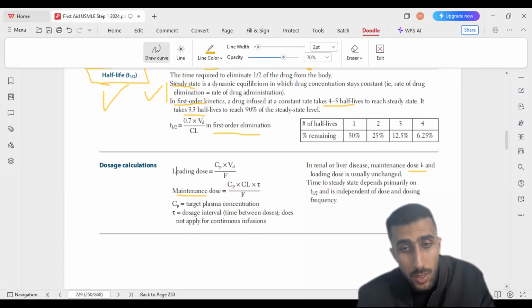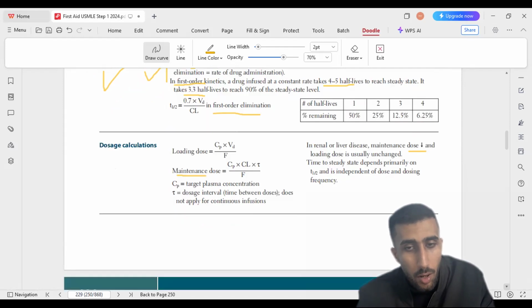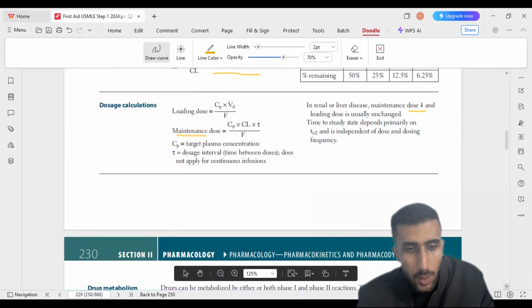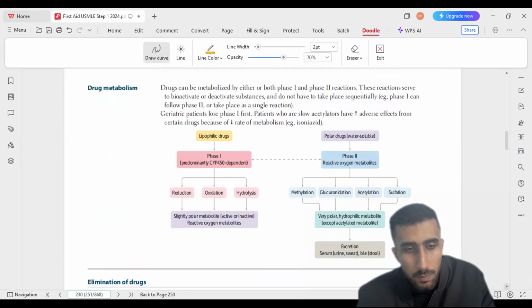And the time to steady state depends primarily on the half-life and is independent of dose and the dosing frequency. Also very high yield. So when you reach the steady state that we talked about, it depends on the half-life, which is different for different kinds of drugs, and is not dependent on the dosing or dosing frequency, like the maintenance dose or the things that we talked about.